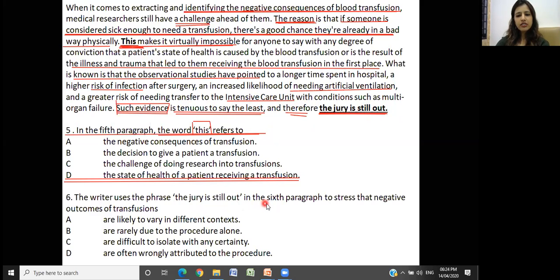So here also the question is saying to stress the negative outcomes of transfusions. Okay, so what is being highlighted here is that they are difficult to isolate with any certainty. The jury is still out because we have not yet been able to get any conclusion from it.